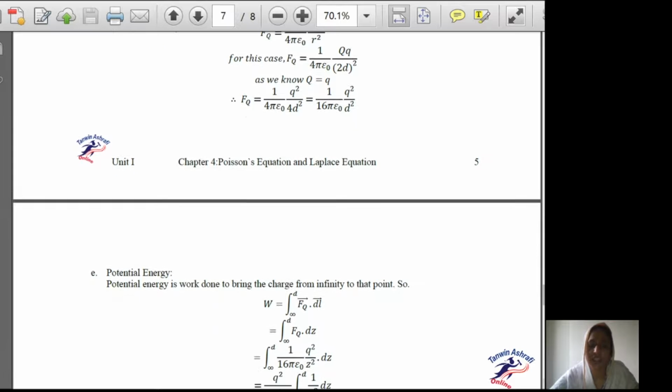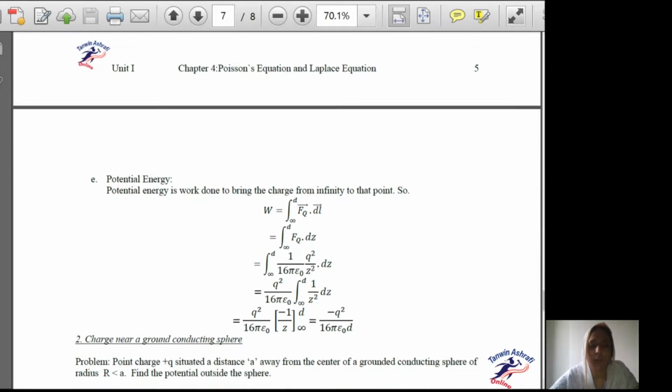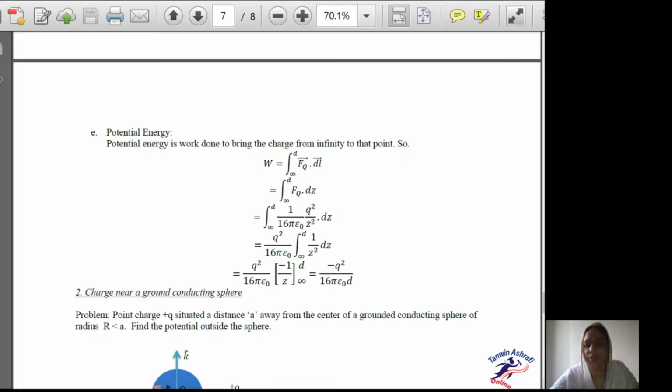Now, potential energy. Potential energy is the work done bringing the charge from infinity to that point D. The force that acts to bring that charge up to the distance D is then nothing but the potential energy. If we integrate the force equation, 1 upon 16 pi epsilon naught is a constant quantity taken outside, and Q square is also a constant quantity taken outside, leaving 1 upon Z square, because the movement will be in the Z direction.